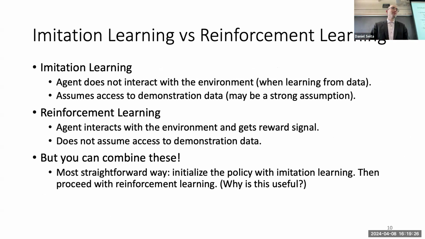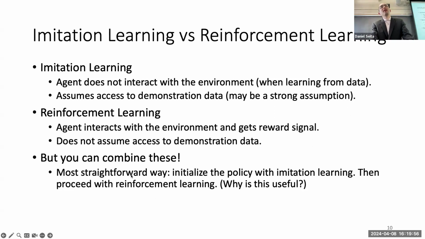So maybe there's some task that's very difficult for a human to perform, so maybe it's not easy to get that demonstration data. But if it's another task where we have lots of demonstration data, like maybe driving, it might be an easier or weaker assumption to make. In reinforcement learning, the agent will interact with the environment and get a reward signal, but it does not assume access to demonstration data.